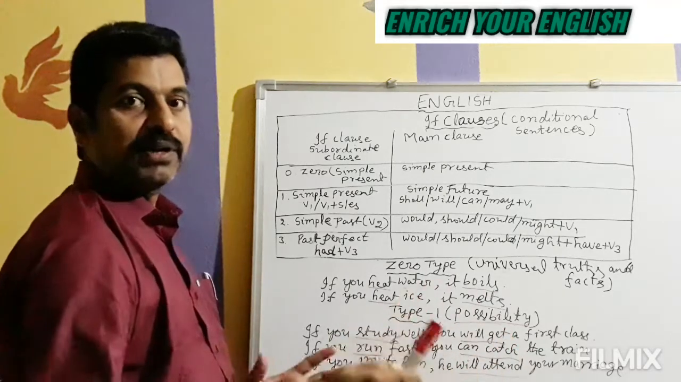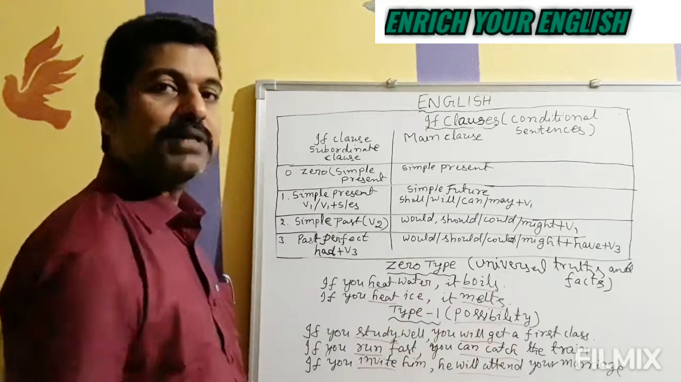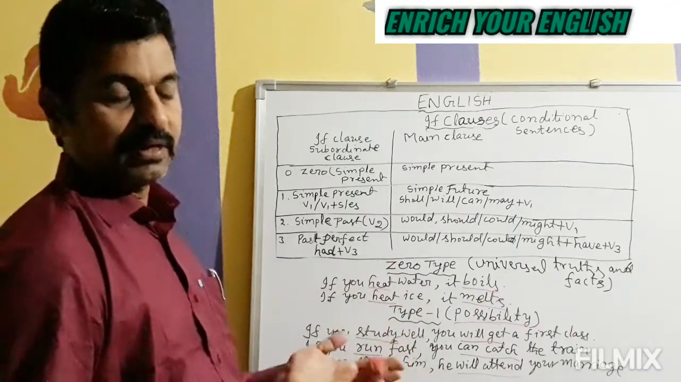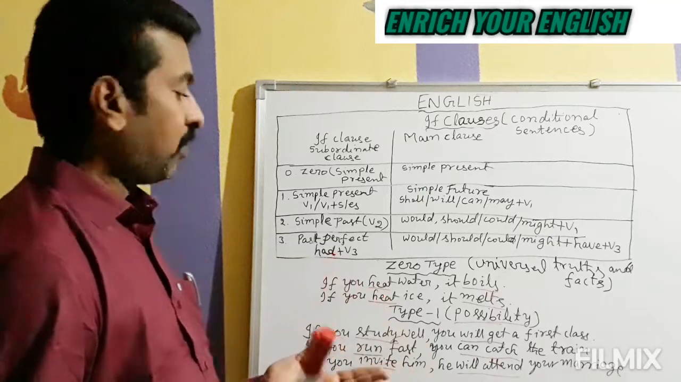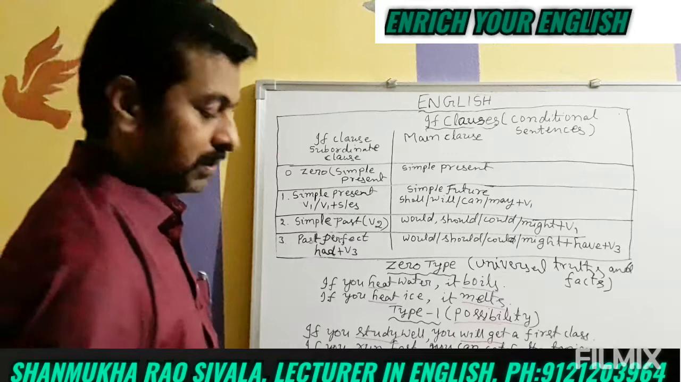There is a possibility for that action to happen. Condition is, if you satisfy the condition, the second action happens. It is called a conditional sentence. It always puts conditions. Okay friends, let us move on to the remaining examples.